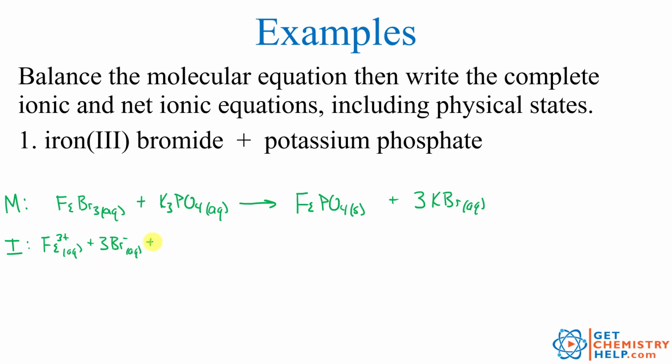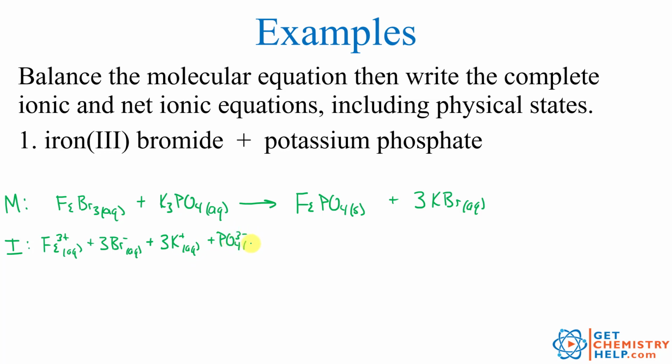Okay, how about the potassium phosphate? Well, potassium phosphate is ionic and it's also soluble. We can see that from the aqueous. So what ions would that dissociate into? Well, we'd have 3 potassium ions and we would have a phosphate ion.